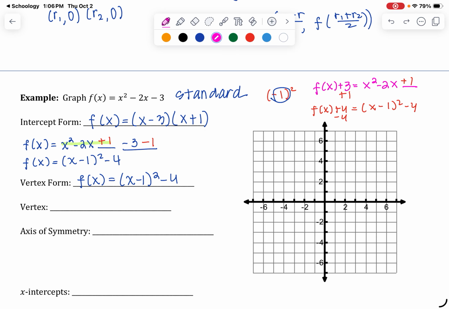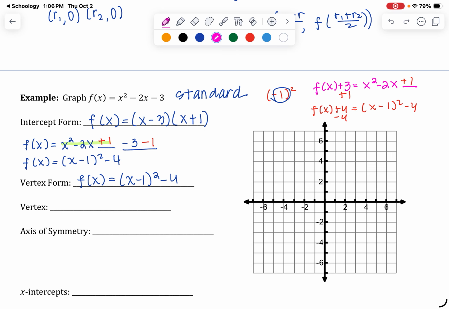Okay, so there's so many ways you can do this. And I know maybe teaching you more than one way can be harmful rather than helpful sometimes, but I just don't want you to think there's only one way to do this. All right, the axis of symmetry is always x equals the x value of your vertex. So x equals 1.